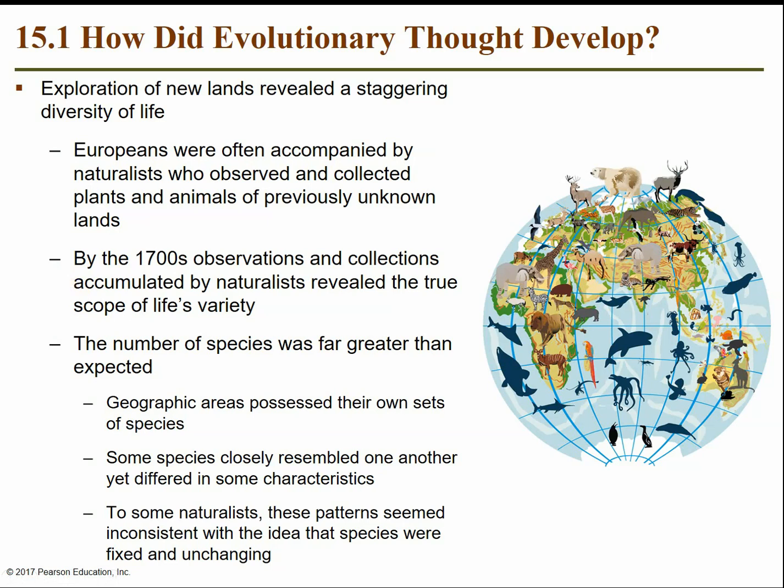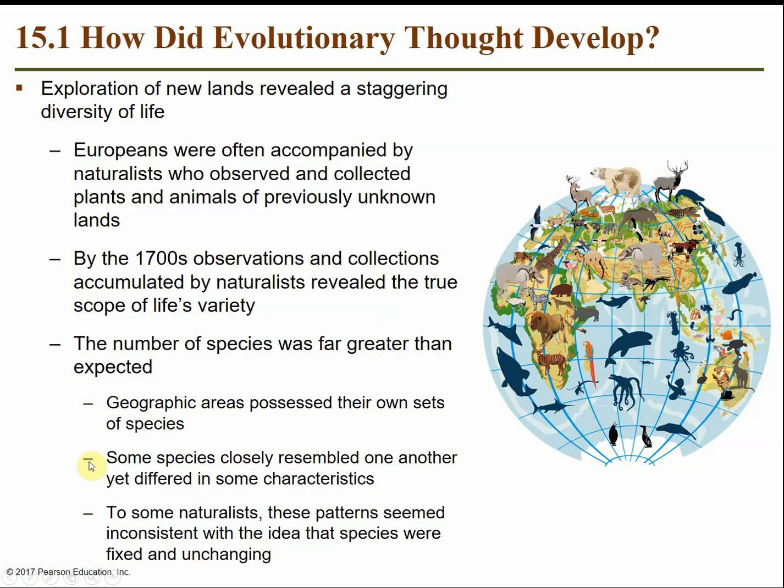So ultimately, we saw that the number of species was far greater than what we could have ever expected or thought could be. We also noticed some patterns in that certain geographic areas had their own sets of species. Like in Australia, right, you can find marsupials are more common, kangaroos, things like that, koalas, but they're not found anywhere else on Earth, right?